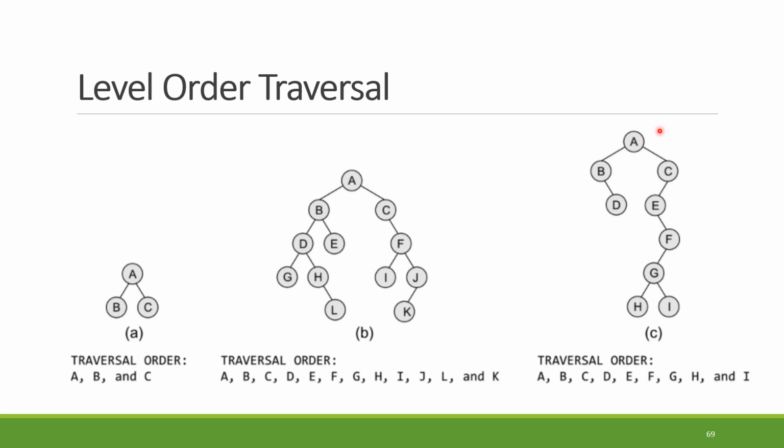One more example. First, you will read the root element A, then go to level 1, B, C, level 2, D, E, level 3, F, G, H, I. So this is level order traversal.